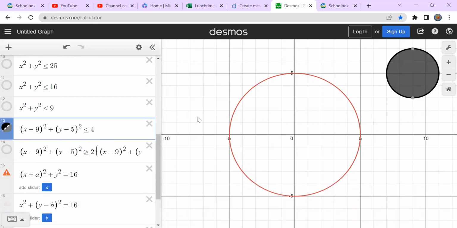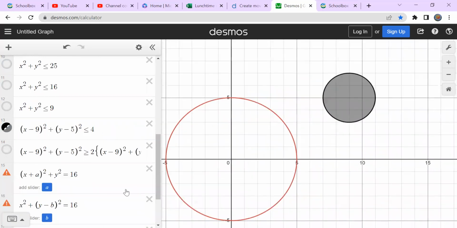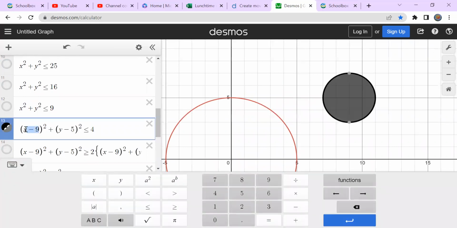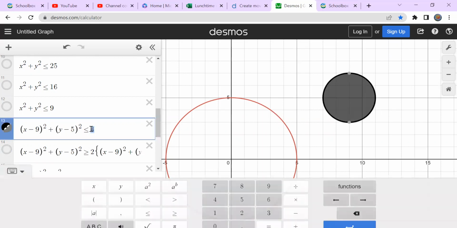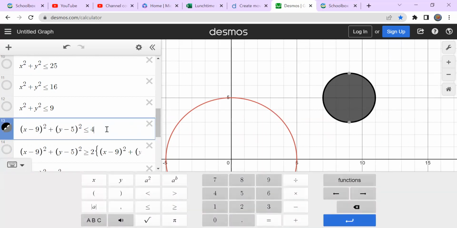What if I want to do a circle over here to the side? Here we go. Here's a circle over to the side. I've moved it to the left, to the right 9, and I've moved it up 5. So it has a center of 9, 5, which you can see there. And you can see it in the formula at a radius of 2, because the square root of 4 will be 2.